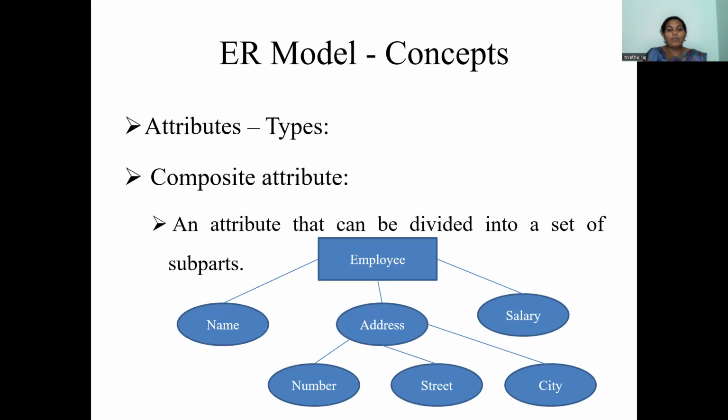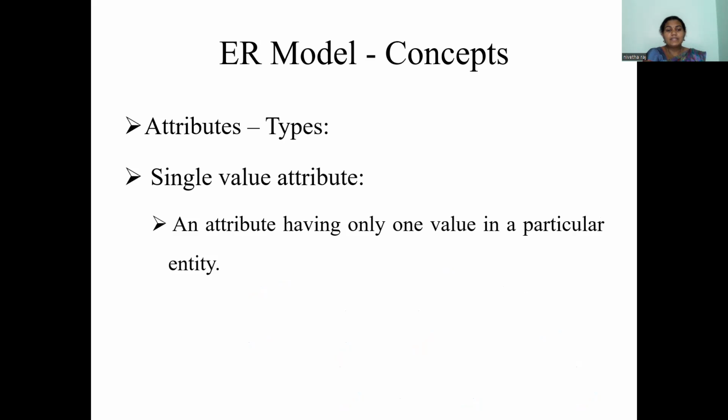Next, a composite attribute is an attribute that can be divided into a set of subparts. In this example, an employee has name as one attribute, address as another attribute, and salary as another. The address attribute is further divided into number, street, and city. So in this example, address is a composite attribute. A single-value attribute is an attribute having only one value for a particular entity.